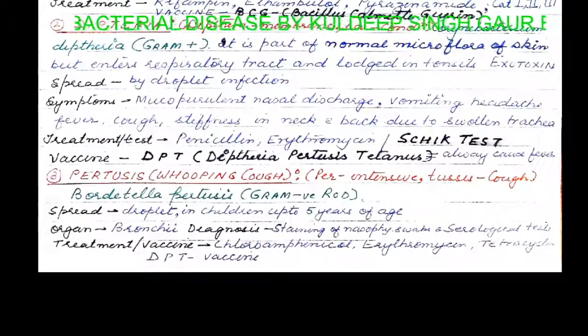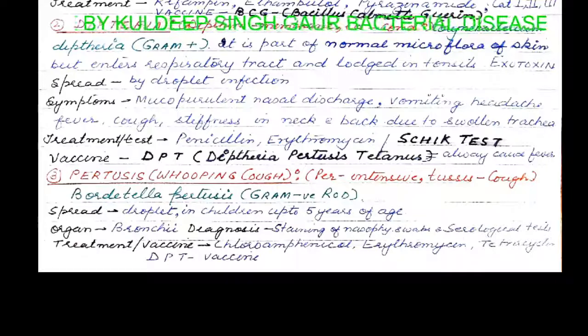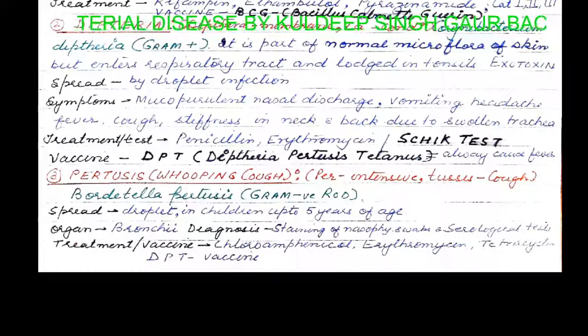Another disease is pertussis, which is also called whooping cough. Per means intensive and tussis means cough. Bordetella pertussis causes whooping cough, which is a gram-negative bacteria. It spreads through droplet infection, and generally it victimizes children up to 5 years of age. The organ of infection is the bronchi, and it is diagnosed by nasopharyngeal swabs and serological tests.